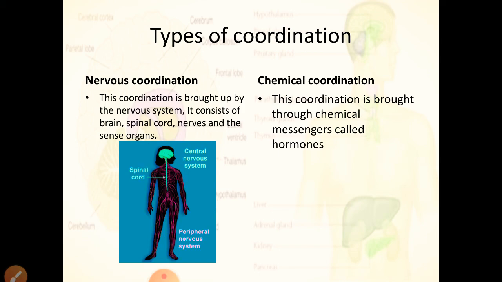These hormones play a very important role, and different hormones have different functions. The hormone is secreted directly into the blood by endocrine glands. There are so many endocrine glands in your body, like your adrenal gland, thyroid gland, pancreas, which you'll do in detail in higher class.